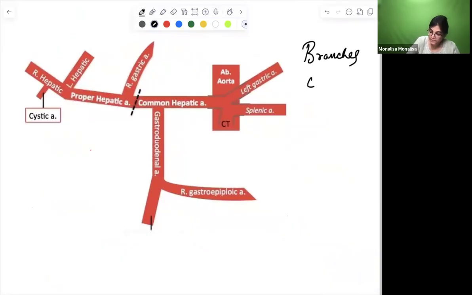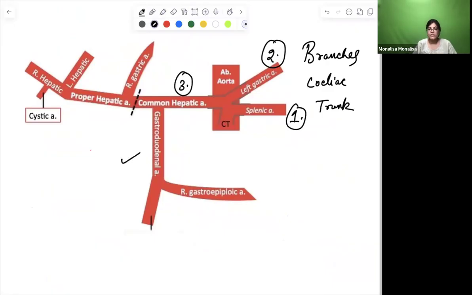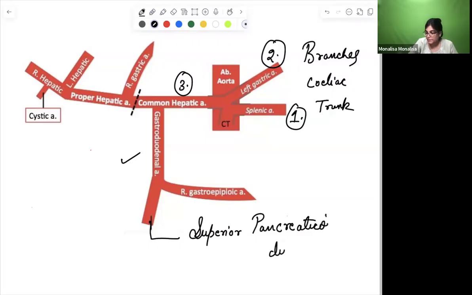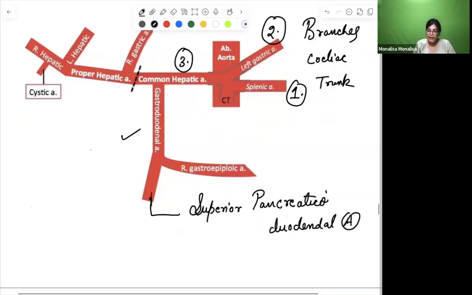Branches of the celiac trunk. The direct branches of the celiac trunk are the splenic artery, left gastric artery, and common hepatic artery. The common hepatic artery gives the gastroduodenal artery, which further divides into two arteries: the right gastroepiploic artery and the superior pancreatico-duodenal artery. So the branches of the celiac trunk are done.